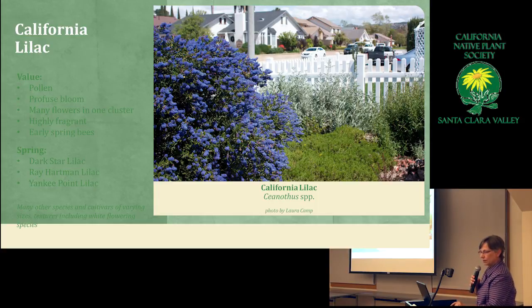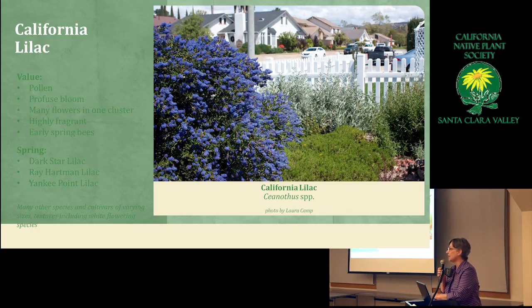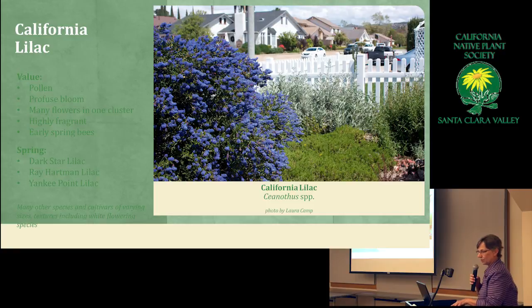All of these bloom in the spring. Now, the interesting thing that I found was that the Urban Bee Study recommended cultivars. They didn't say put in this straight species of ceanothus. They said use Dark Star, use Ray Hartman, and use Yankee Point. I thought, that's cool, because those are the ones I like, and they work best in the garden, because that's what they were chosen for, because they do so well in the garden. So those are the three we're going to talk about.